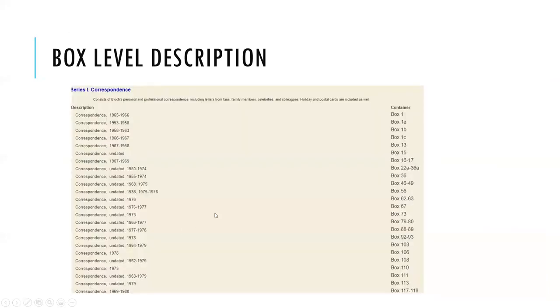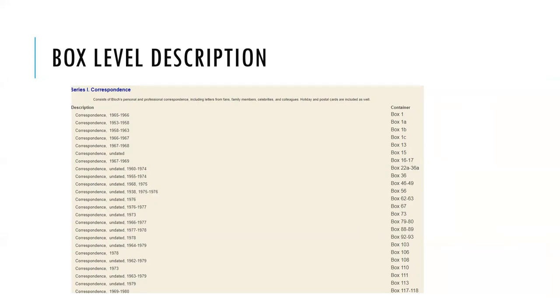So here's an example of box level description from the Robert Bloch papers at the University of Wyoming's American Heritage Center. Bloch was a horror and science fiction writer, so we have box 36, and then it tells you that it has correspondence that is undated and is also from 1955 to 1974 in it. So again, you can just go through a box fairly quickly, find out what type of material is in it, the general dates for that material, and then just move on to the next box.